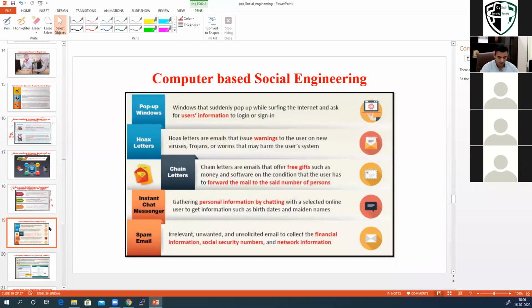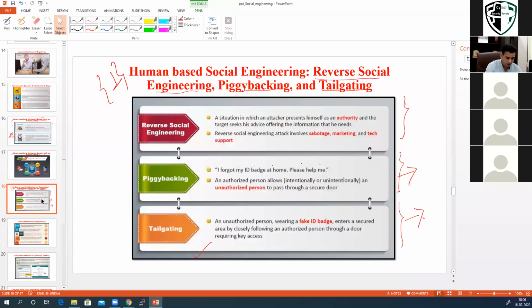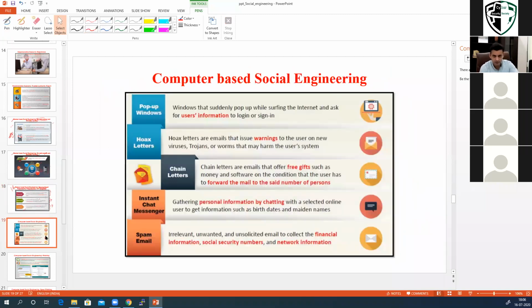Okay, so as to complete. So I think human based social engineering is more or less clear. अगर आपके पास कोई doubts होंगे तो we'll take at the end. So this is the another category we are talking about, like computer based social engineering.